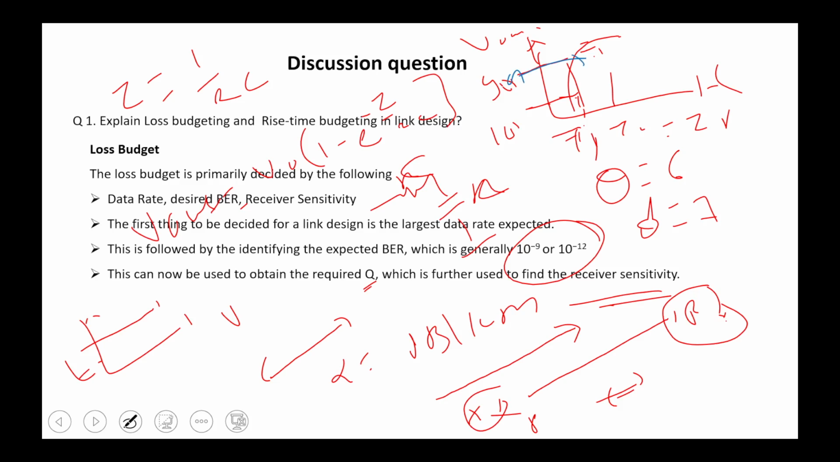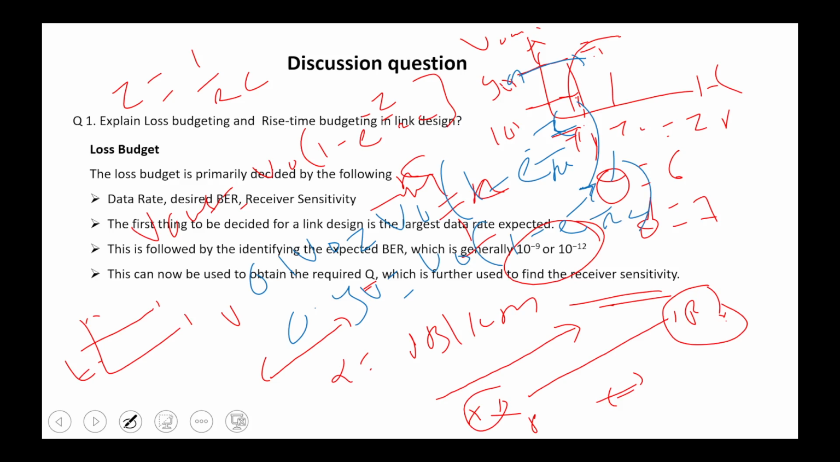So T1 is at 10%, so we take 0.1 V naught. This equals V naught times (1 minus e to the power minus t1 upon RC). Another thing, we consider 0.9 V naught equal to V naught times (1 minus e to the power minus t2 upon RC). Okay.